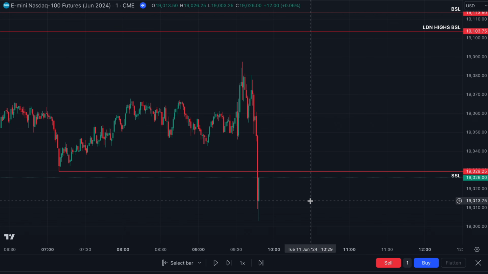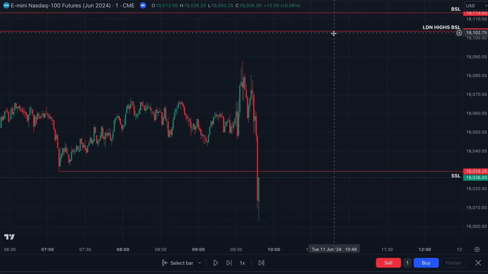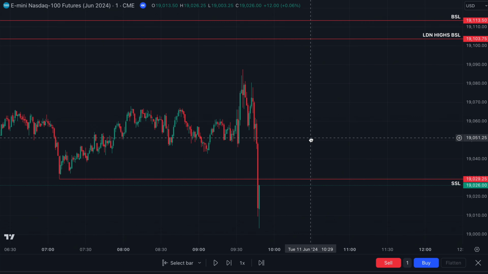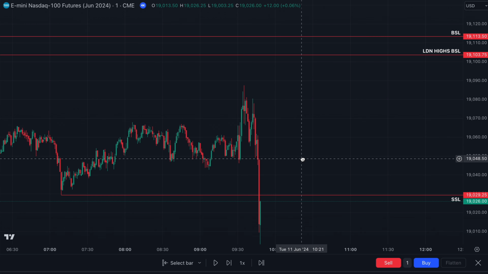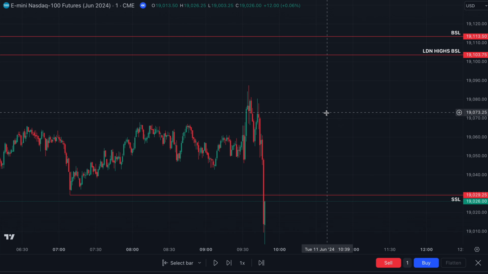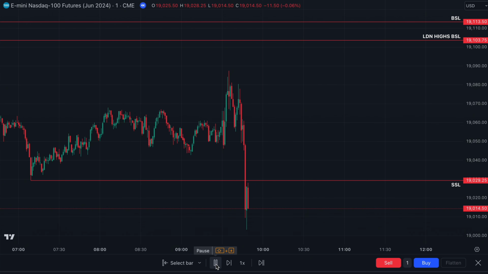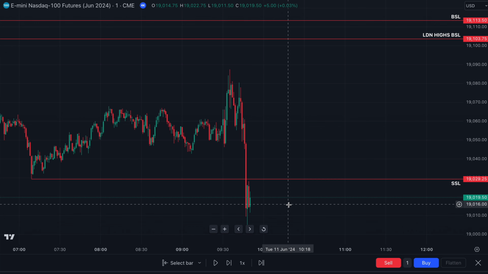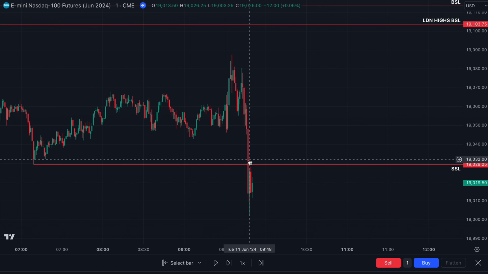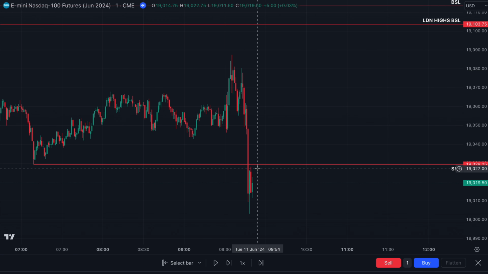Okay, so we're 2 minutes before the macro, and as you can see, price has come down and swept this sell side liquidity here, which we marked out on the 15-minute time frame. We've also got London highs, which we would like to target and get taken out. And now we're inside of the macro of 9:50, and we've created the original sweep.